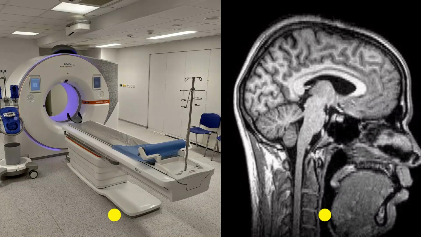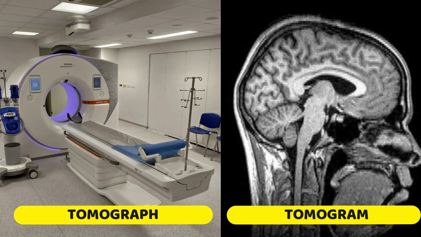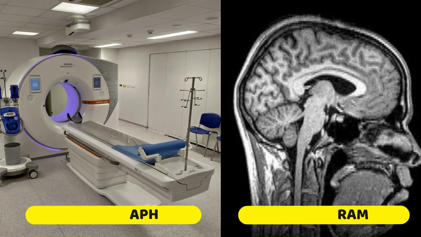So let us dissect the words first. Computed tomography. Let's understand what tomography is first. Tomo comes from the Greek words tomos, which means a slice or a section, and graphy, which means to write or describe. The device used in tomography is called a tomograph, while the image produced is a tomogram.